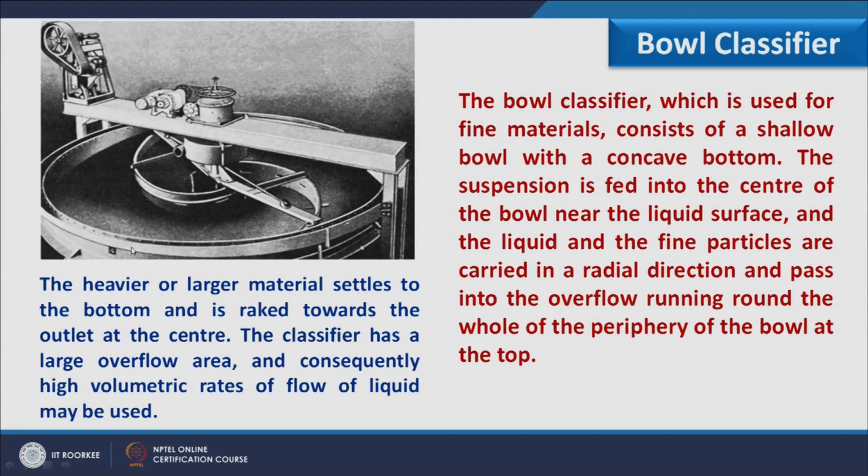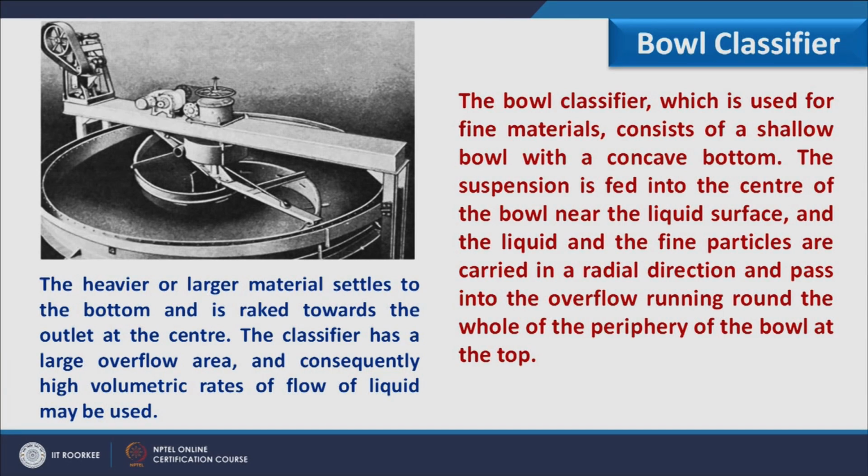And the last equipment we have is the bowl classifier. The picture shows it has a huge cylinder, so it has a structure like a bowl. Why do we call it a bowl classifier? You see, it is a cylinder as far as its periphery is concerned, and at the bottom it has a concave structure. That is why we call it a bowl classifier.